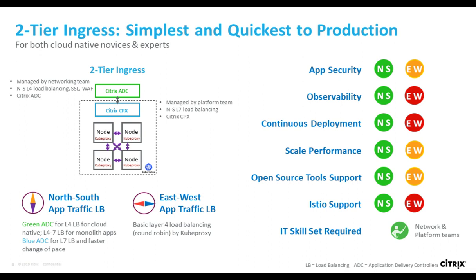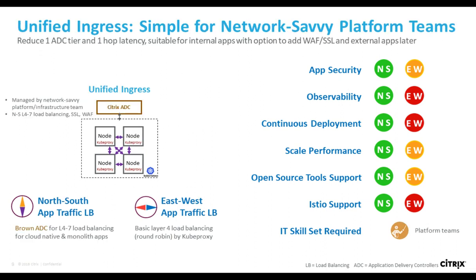So in a nutshell, if you are really considering great features and functionality for north-south traffic, but very basic for east-west, it is a great architecture for that. And if your primary objective is simplicity and quickest to production, this is the architecture for you. Let's look at the next variant of that, which is unified ingress.